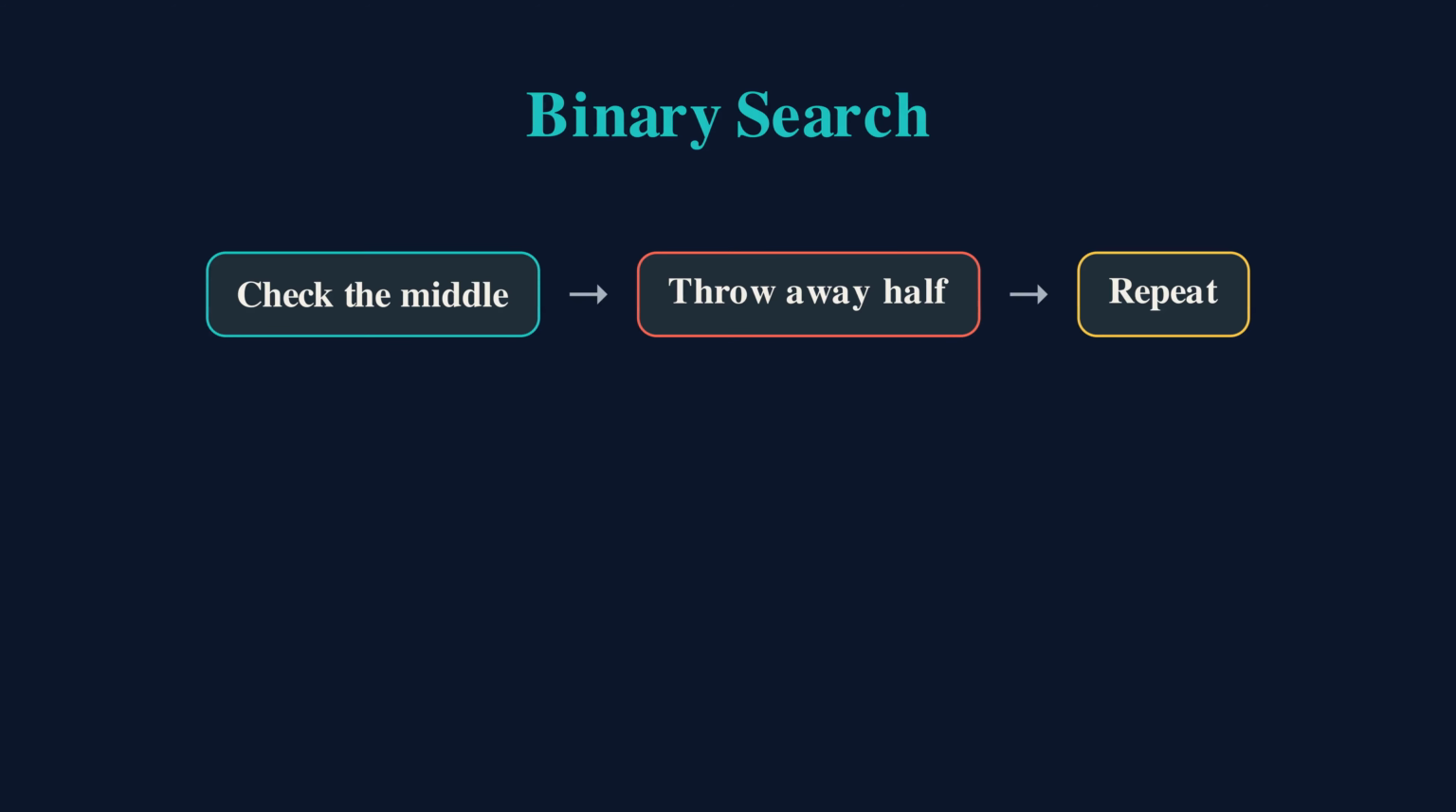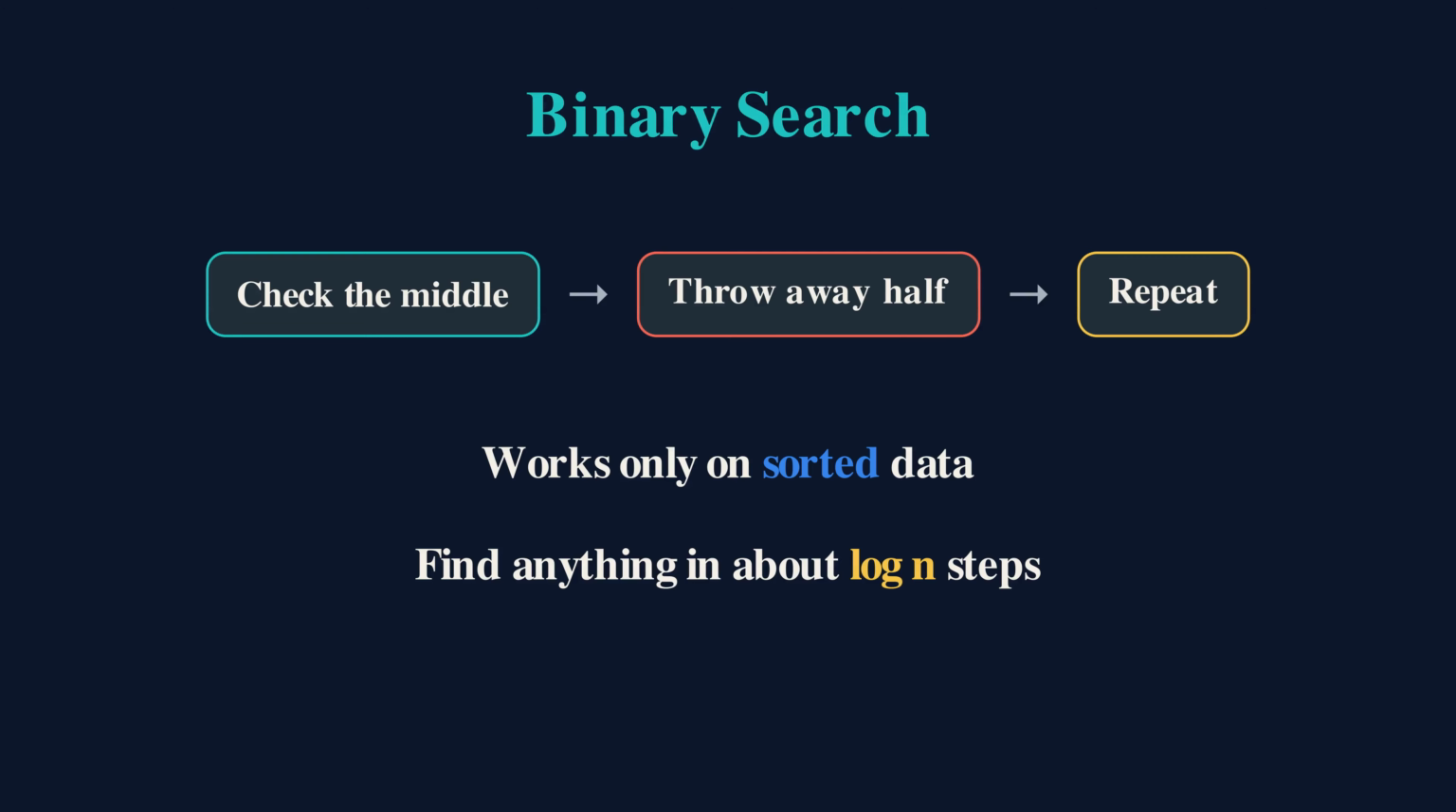So here's the whole thing in 3 steps. Check the middle, throw away half, and repeat. It only works on sorted data, but when the data's sorted, you can find anything in about log n steps, 1 million items in around 20. A simple idea with a huge payoff.